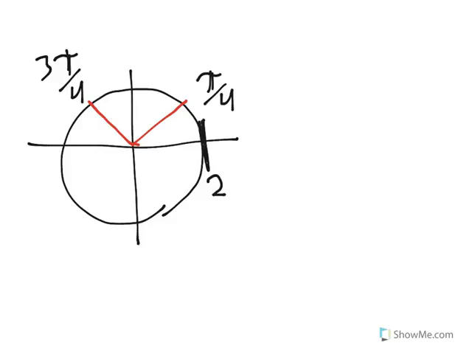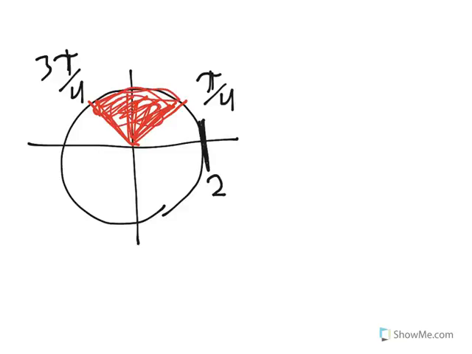Now let's try a little bit of a harder example. In this problem, we have a circle with a radius of 2, and the sector area that we're trying to find is in between the angles or radian values of pi over 4 and 3 pi over 4, which is this red area right there.